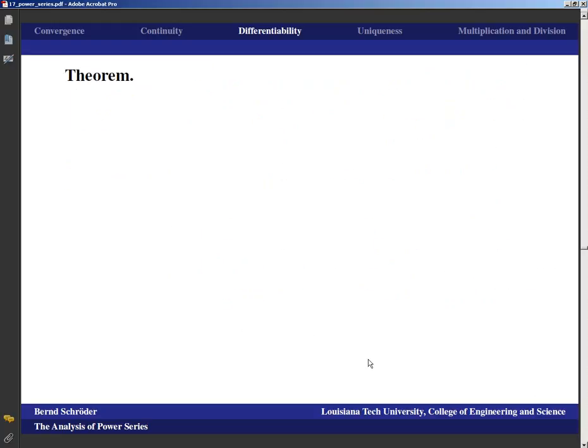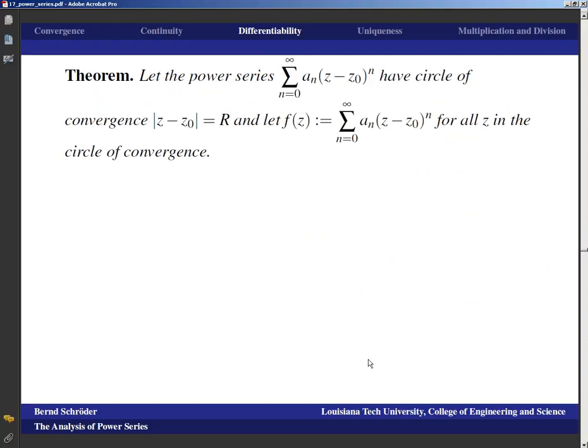Okay, so we can integrate term by term, and that will allow us to prove differentiability, which is really strange because remember that we know from real analysis and from calculus that integrability is a much weaker property than differentiability. But let's take a look at that.